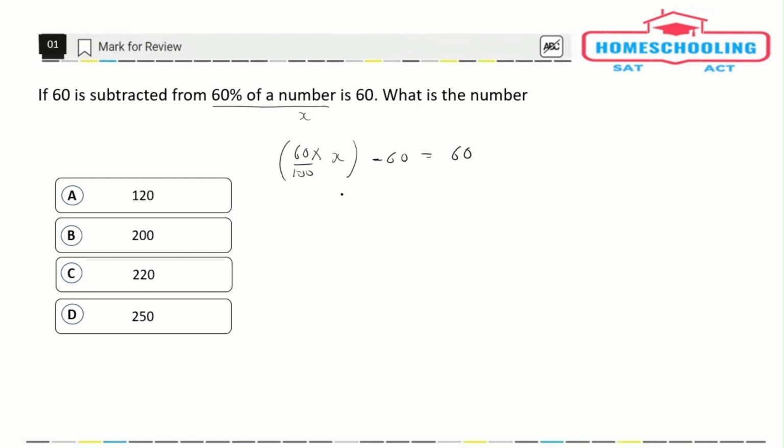So we can say that this is 120. If we take 60 on that side, this one would be 120, and 60 by 100 into x. So x would be 120 into 100 by 60, and 6 into 2 times 20, so this one would be 200. In the question we have to find the number. So the number x is 200. Now moving to the next question.